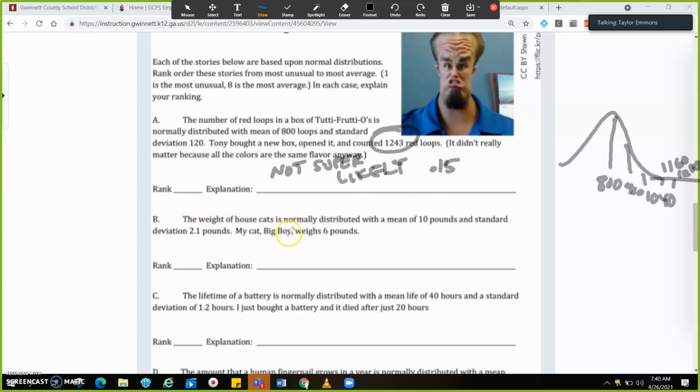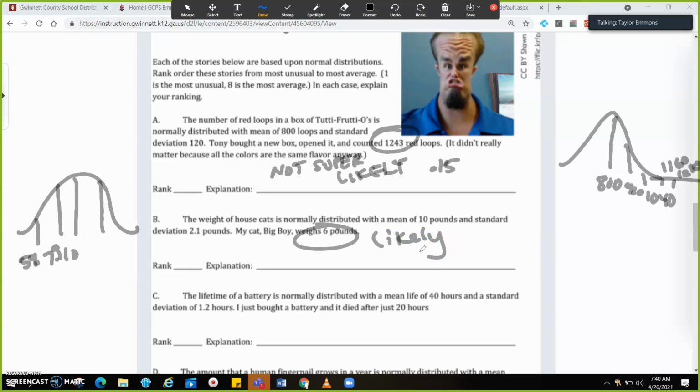The weight of a house cat is normally distributed with a mean of 10 and a standard deviation of 2.1. There's a cat that weighs 6 pounds, so we're trying to figure out if that's likely to happen or not. If we take 10 and subtract 2.1, that's going to give us 7.9. If we subtract 2.1 again, that's going to give us about 5.8. So that's going to fall somewhere in here, which is probably going to happen.